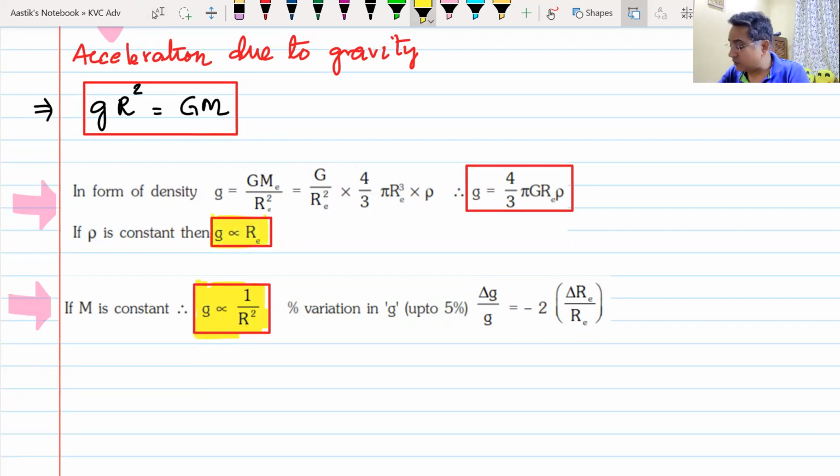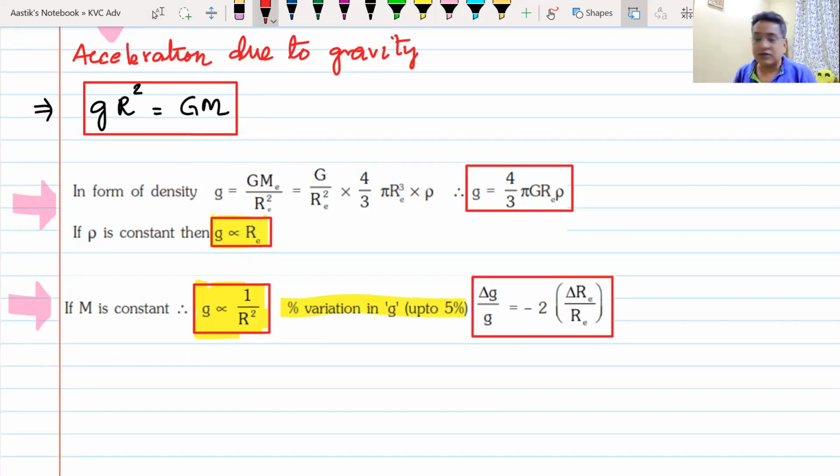Now, sometimes they ask you, what is the percentage variation in g up to 5%? How does it vary with the change in radius? So now you can use the derivative form and you can get this revolutionary answer. Remember, all these are questions that are going to come in your exam. So first, understand them. I'll give you time for you to write them. Don't worry.